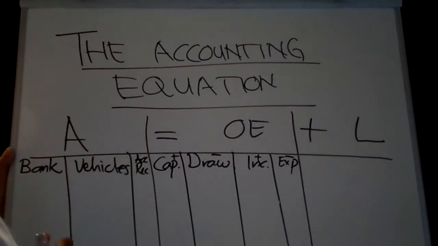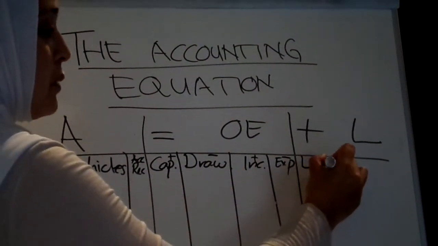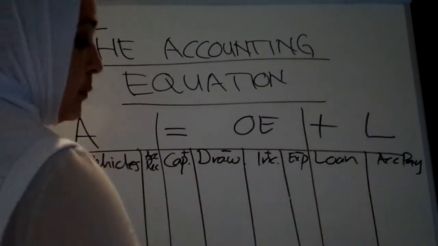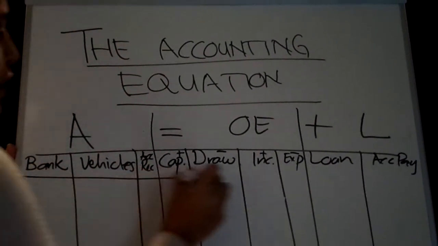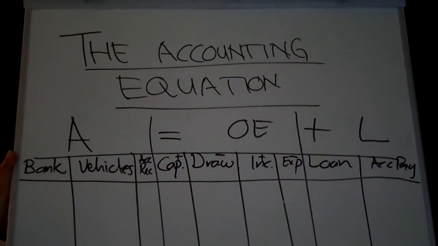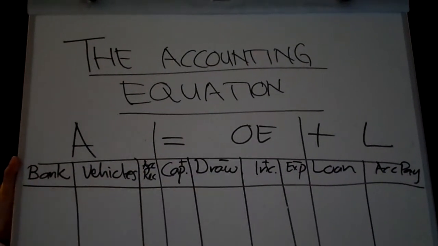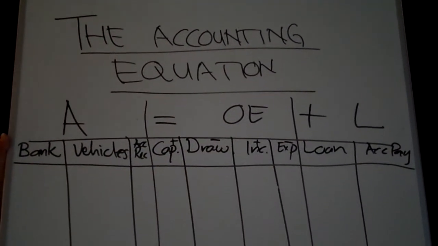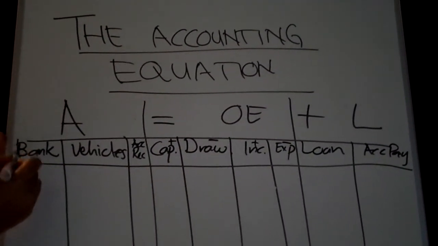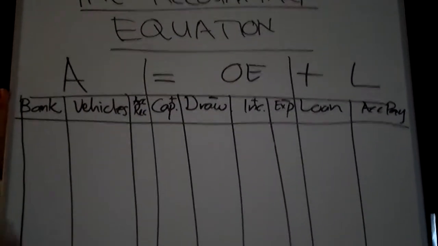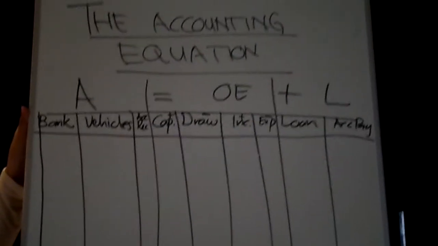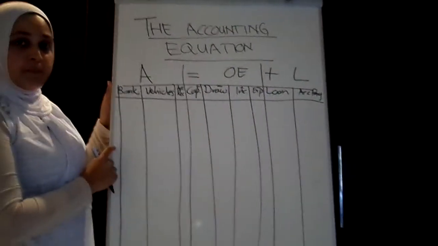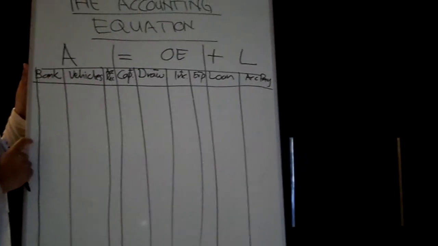And the last column is liabilities. I'll give you 2 examples: loan and accounts payable. So those are your subheadings for the accounting equation. Obviously, it will change depending on what type of assets and liabilities you have for that specific question. At the beginning, you'll have a small column for your transaction number or date. So please don't forget about the first very small column to show your transaction number.